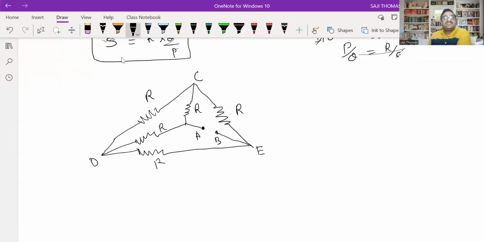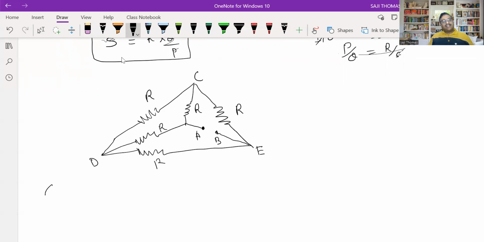Now you can identify how many resistors are here. Count the number of resistors: 1, 2, 3, 4, 5. In a Wheatstone bridge also there are 5 resistors including the galvanometer: 4 resistors and 1 galvanometer. Galvanometer resistance we take as 1. So there are 5 resistors. Here also there are 5 resistors. So we can rearrange this in the form of a Wheatstone bridge.